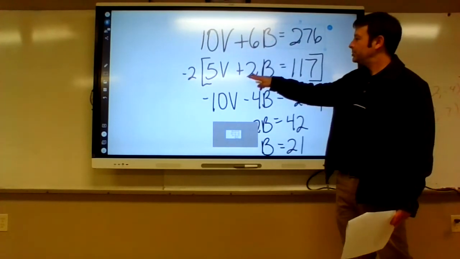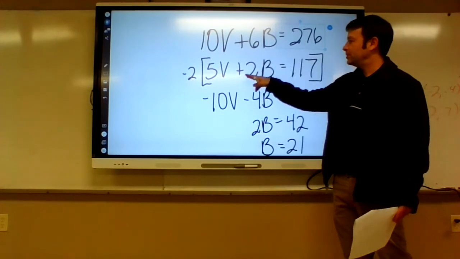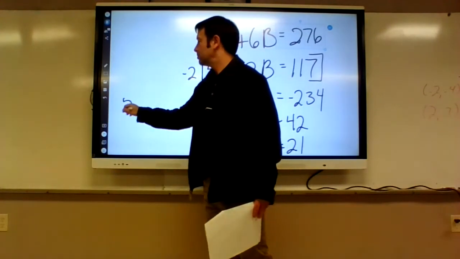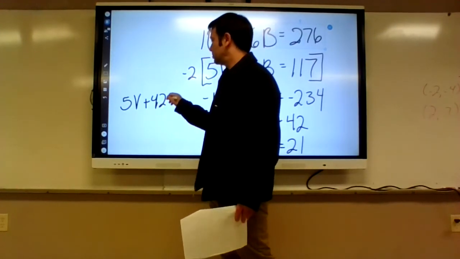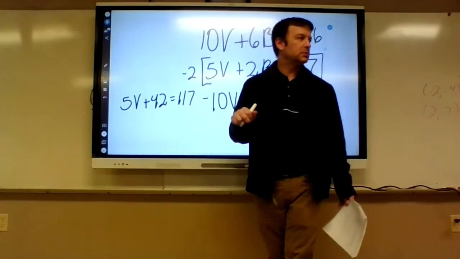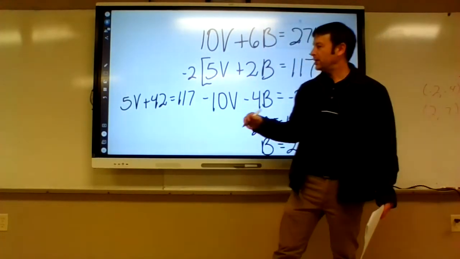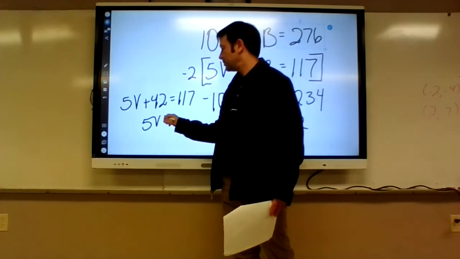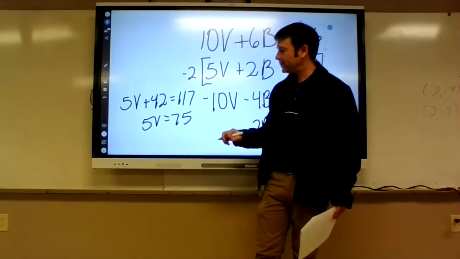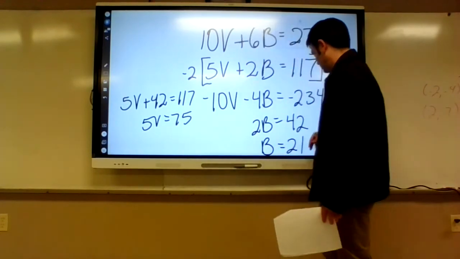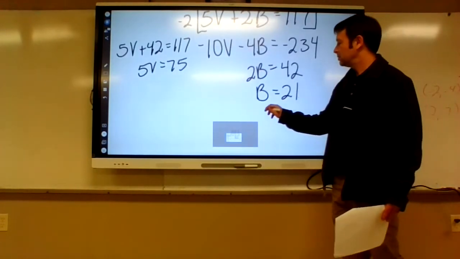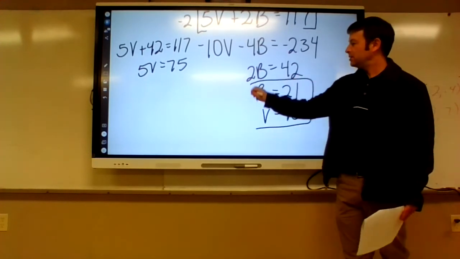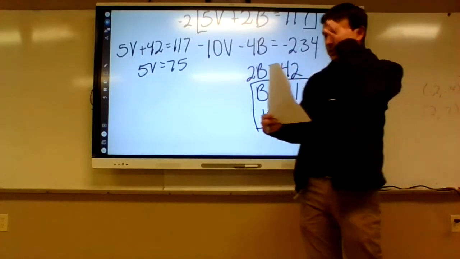Maybe right here. 2 times 21 is 42. So 5V plus 42 equals 117. Okay, and then it's normal. Minus 42, I believe that's 75. What's 75 divided by 5? 3. 15. I was guessing. Okay, yeah, actually you did get that one.